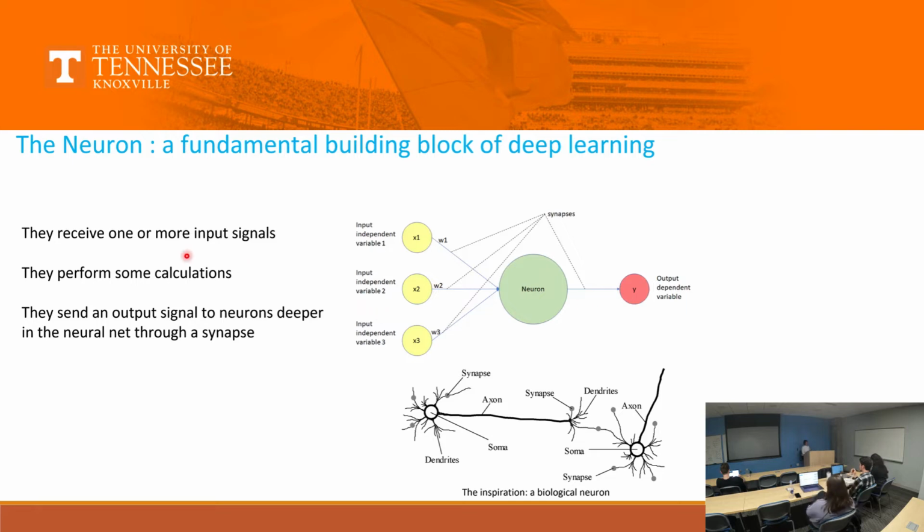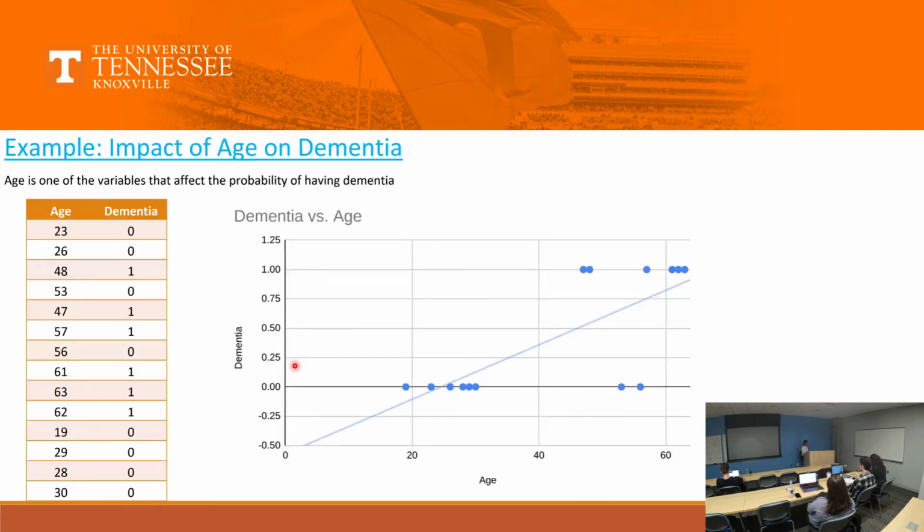So overall, neurons receive one or more input signals, they perform some calculation, and they send an output to neurons deeper in the neural net through a synapse. This is very straightforward. Now, here's a working example that I have presented, of how to apply a neuron. You can do this in your Excel sheet, and you would be really amazed how easy it is.